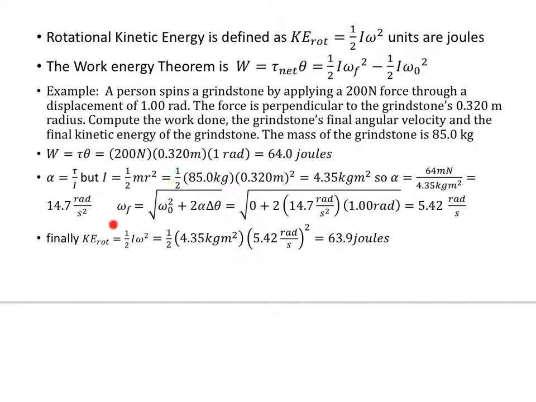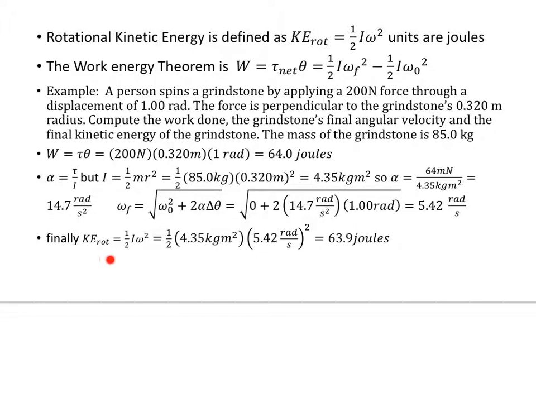We can use this one to find the final angular velocity. The grindstone is starting from rest, so that's 0. So that's going to be 2 times the angular acceleration, which we computed here, and the angular displacement, which was 1 radian. So we multiply that out, take the square root, and we come out with 5.42 radians per second as the final angular velocity of the grindstone.